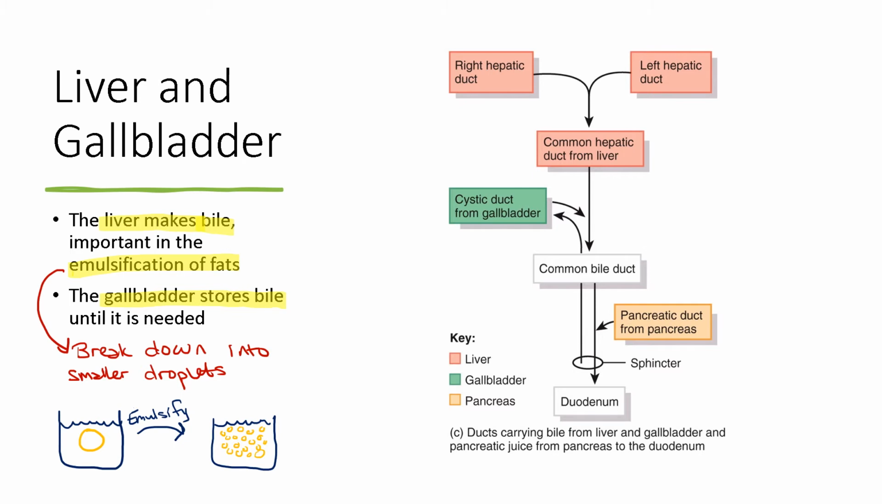So the bile is sent through the common hepatic duct from the liver, and it can go to the gallbladder through the cystic duct, and that's going to be for storage. And then it will go to the small intestine by the common bile duct.